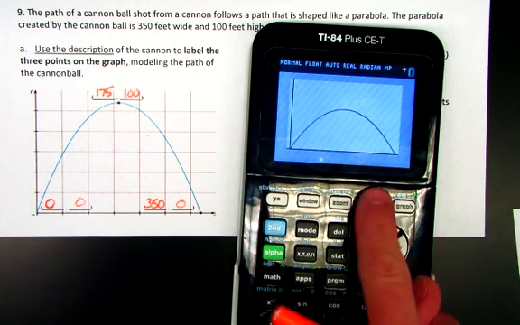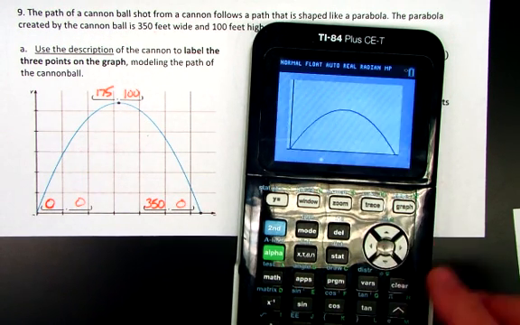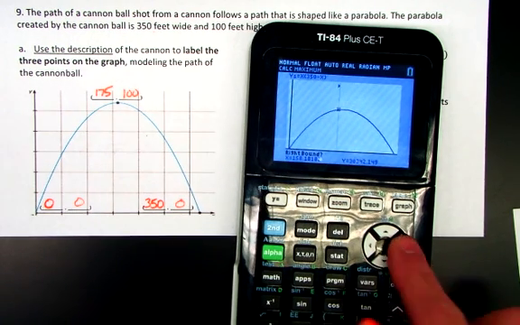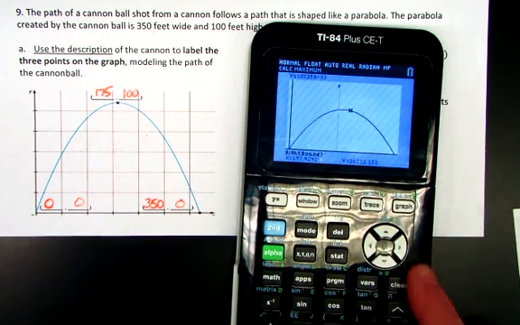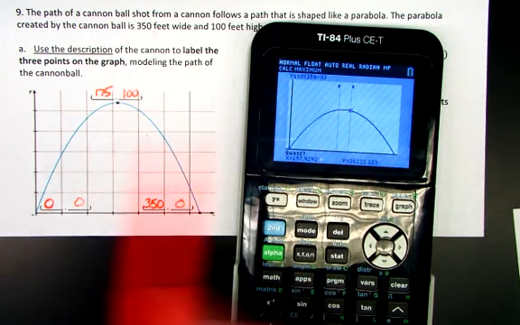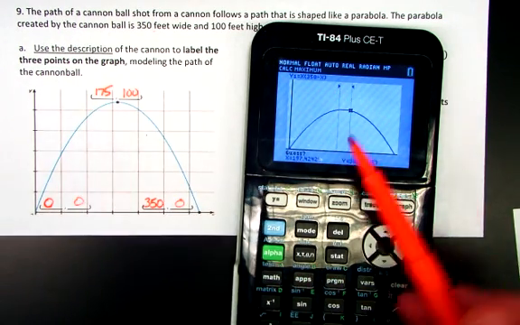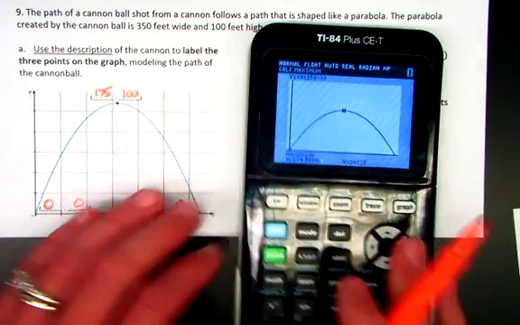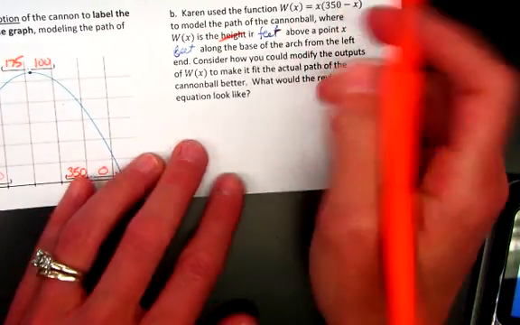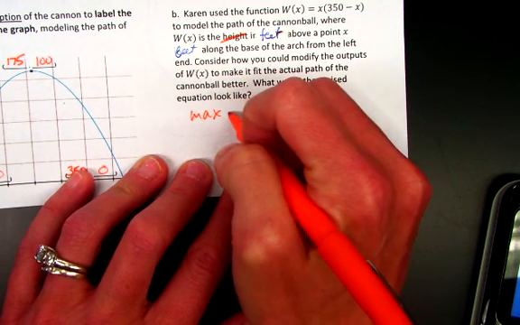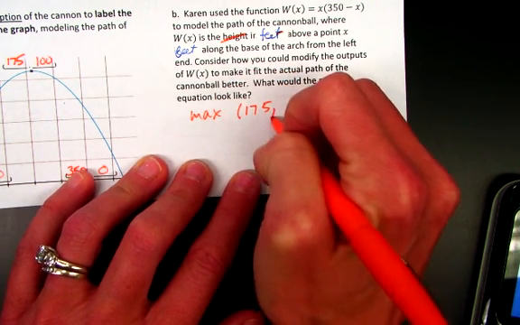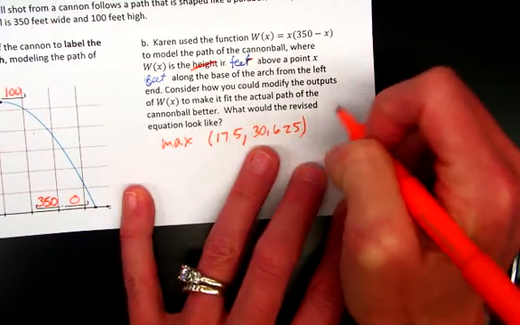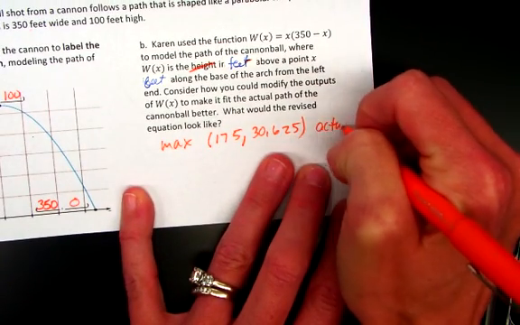So I'm going to go second trace, and I'm going to find the maximum. And I go left bound. Now notice my left bound is 158. I need to go to the right, 197. All I know is it has to be 175, so I need to be to the left of 175, to the right of 175. And I press enter, and what I get for the maximum is 175, and then 30,625. So this is the actual. This is what we have.